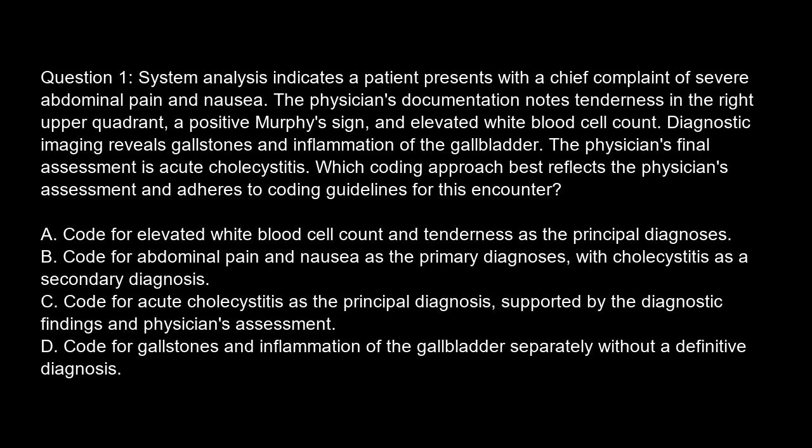for this encounter. Option A. Code for elevated white blood cell count and tenderness as the principal diagnosis. Option B. Code for abdominal pain and nausea as the primary diagnosis, with cholecystitis as a secondary diagnosis. Option C. Code for acute cholecystitis as the principal diagnosis, supported by the diagnostic findings and physician's assessment. Option D. Code for gallstones and inflammation of the gallbladder separately without a definitive diagnosis.